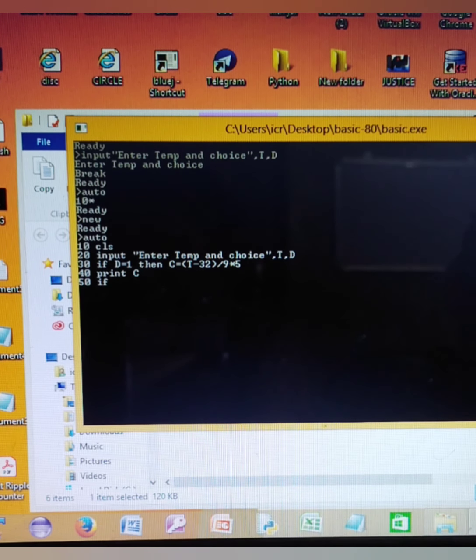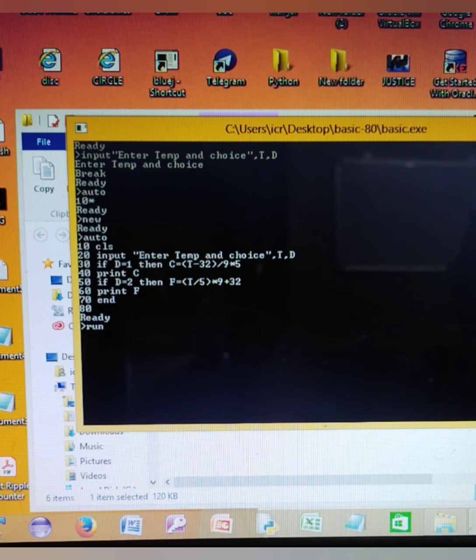But if the choice taken in D is 2, then this means the user has given us some centigrade temperature in T and we have to convert it to Fahrenheit. So for Fahrenheit, we'll do what? T upon 5 into 9 plus 32, and then we'll print F and end.